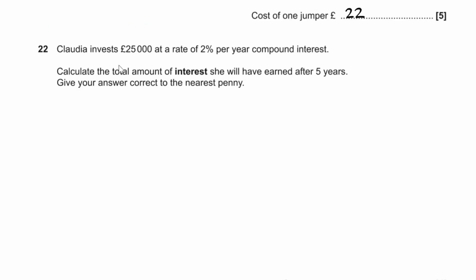Question 22. Claudia invests £25,000 at an interest rate of 2% per year compound interest. We have to calculate the total amount of interest she will have earned after 5 years. Give your answer correct to the nearest penny.